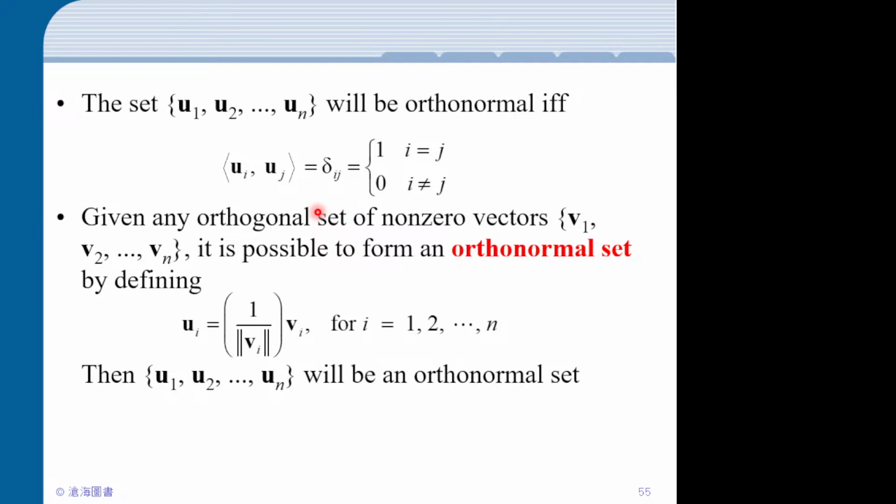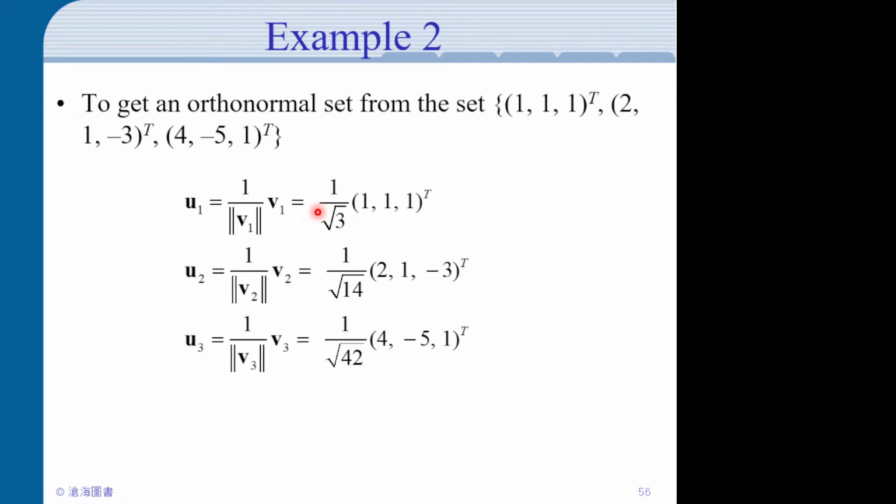Okay, and then let's see how this goes. So we have our orthogonal set before, this (1, 1, 1), (2, 1, -3), and (4, -5, 1). Okay, and it is orthogonal, and then we can normalize each one of them to form an orthonormal set. The norms are square root 3, square root 14, and square root 45. So now this is also an orthonormal set from the orthogonal set that we were given.